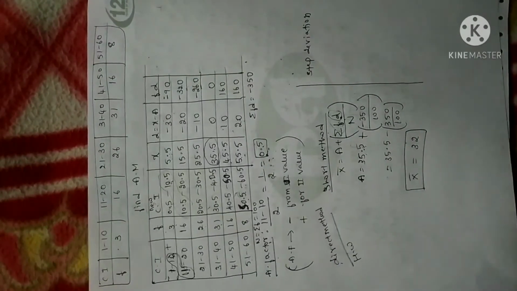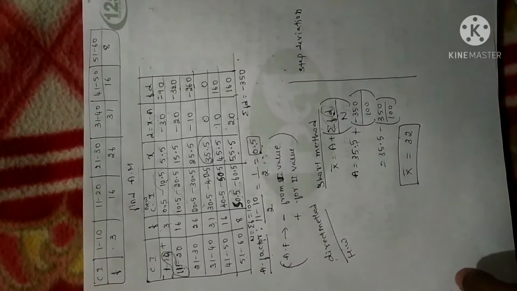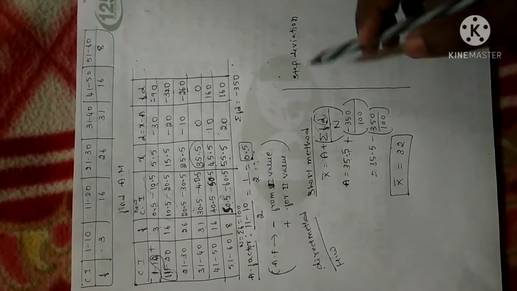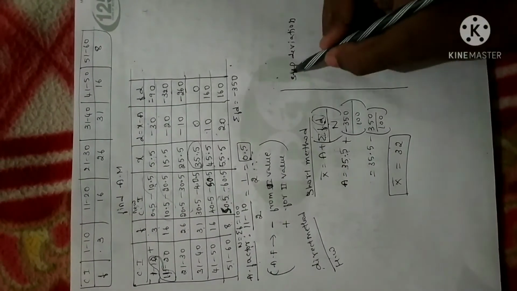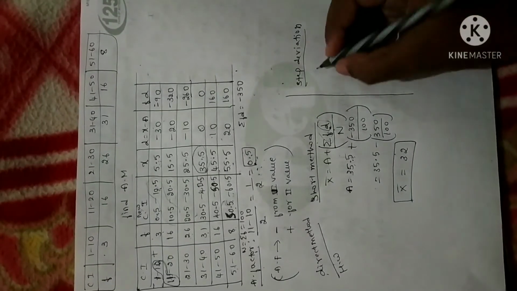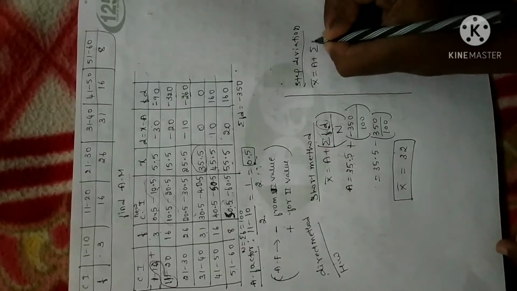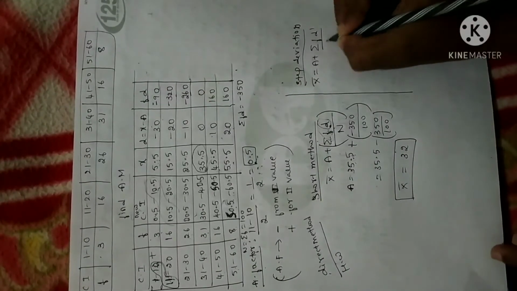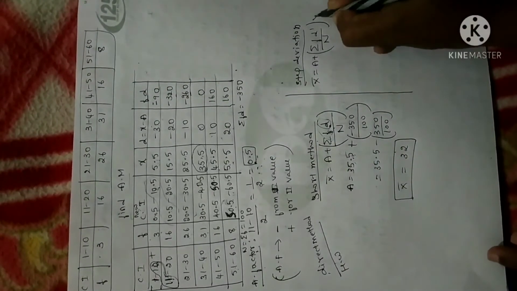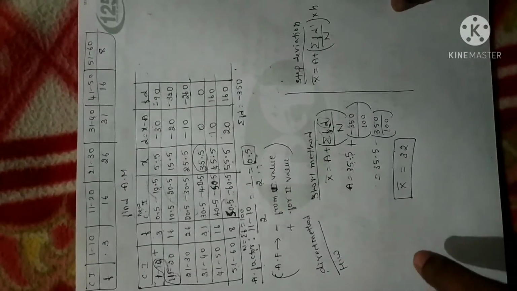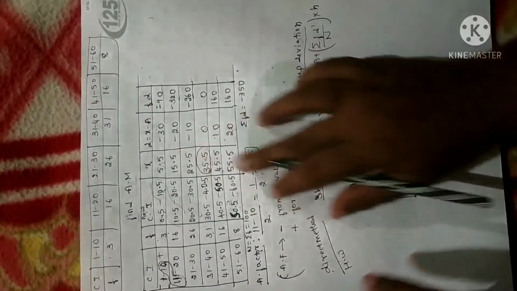Now let me solve the same problem. Since I am doing the same problem in all the methods, just for your reference, you can do it in any of the methods. If the method is particularly mentioned, you have to solve by using the same method. Fine. So step deviation method, let me write the formula. It is given by x bar is equal to a plus sigma f into d dash divided by n into h.